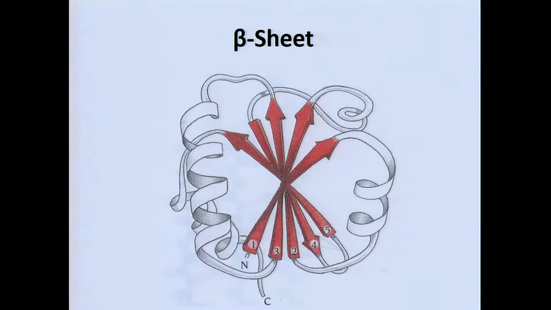And now you need to tell me, between 1 and 3 this is a parallel beta sheet, and between 3 and 2 this is also parallel, and 2 and 4 are anti-parallel, and 4 and 5 are anti-parallel.